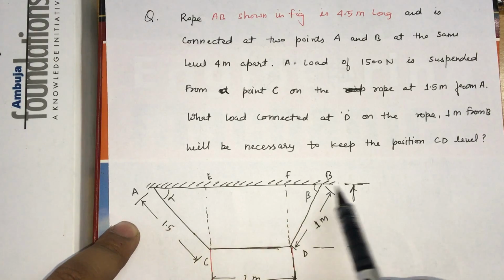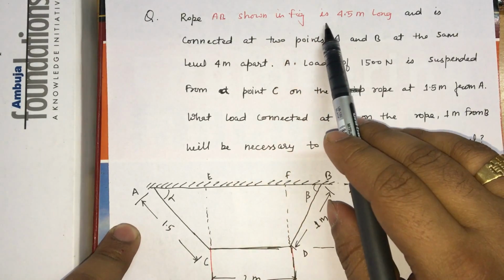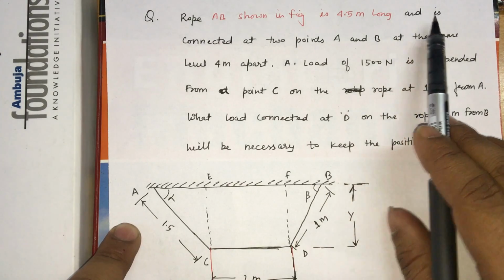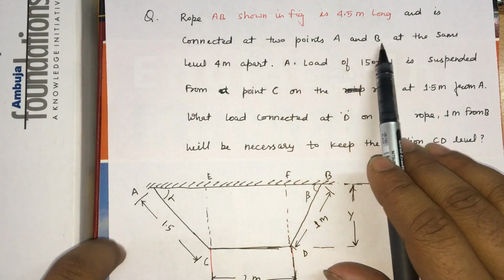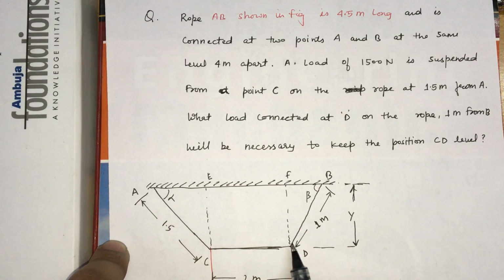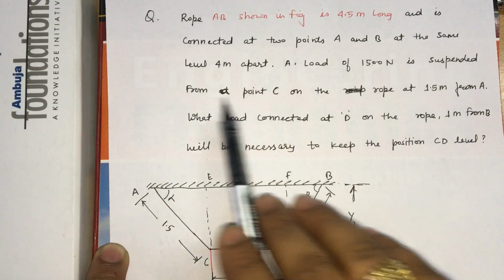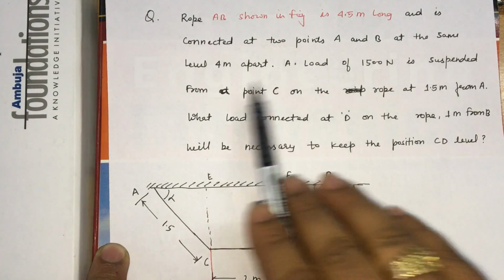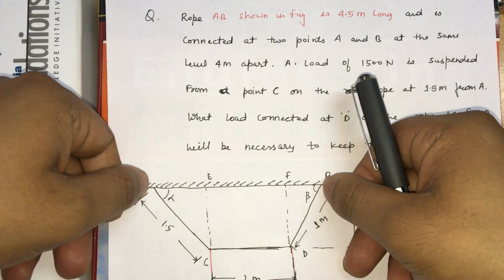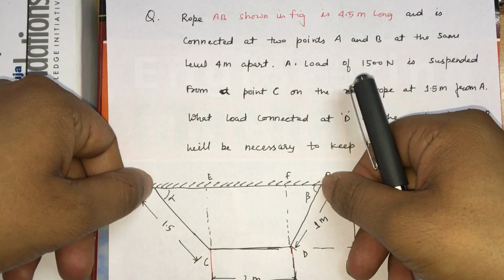So the question is that rope A and B, shown in figure, is 4.5 meter long, and is connected at 2 points A and B. So A and B are the 2 points. The total length of this rope is 4.5 meter, 1.5, 2 and 1. This figure is given. Same level A and B, at same level, 4 meter apart. So the total distance to be connected is 4 meter apart.